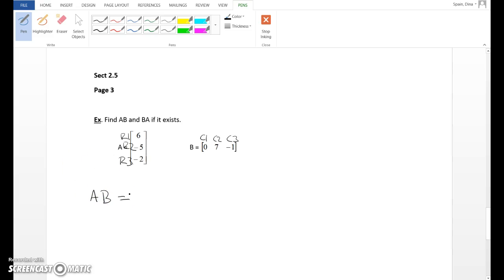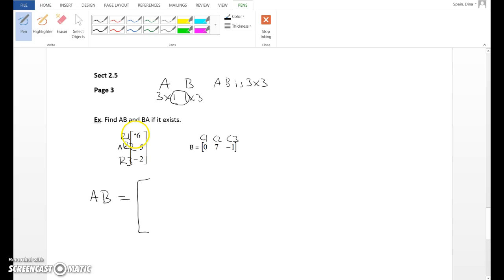Alright, first of all, let's get the size of matrix A. A is a 3 by 1. Matrix B is a 1 by 3. So yes, you can multiply them, and then AB is going to be a 3 by 3. Alright. It's going to be a big 3 by 3.